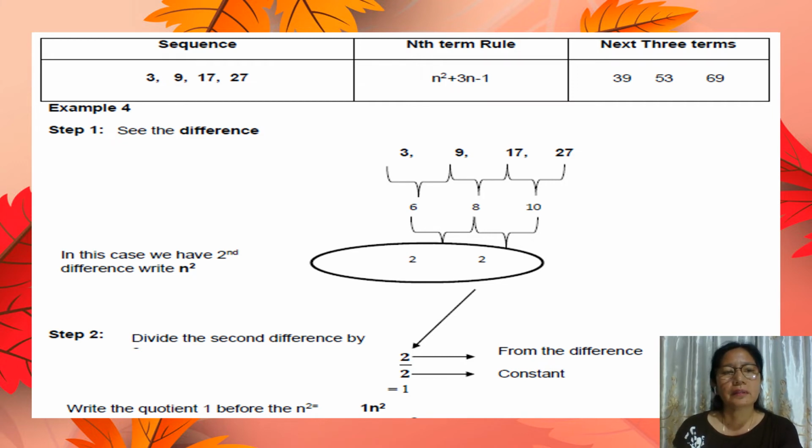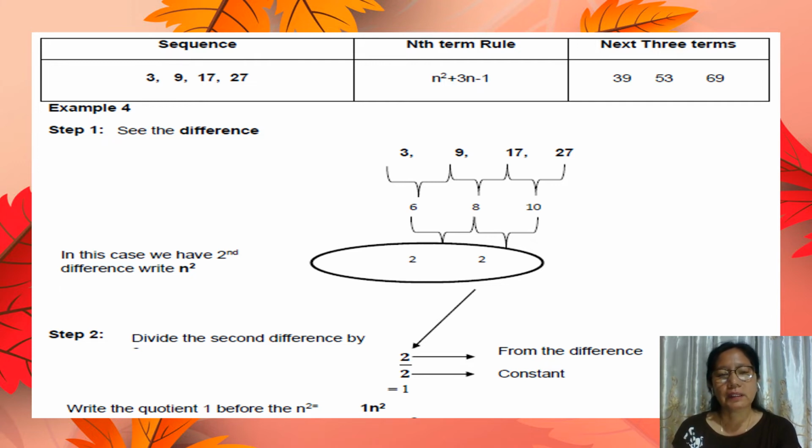Now, if we have a second difference, instead of writing n only, this time we will write n squared, and divide the difference 2 by a constant number 2. In case our difference is 4, it will be again divided by 2. If it is 8, divide 8 by a constant number 2. But we have 2, so divided by 2, the answer is 1.